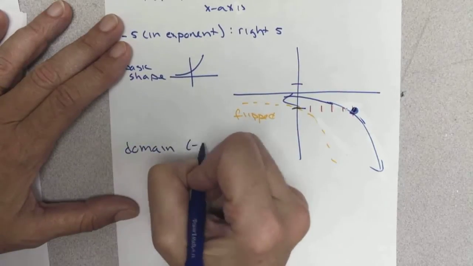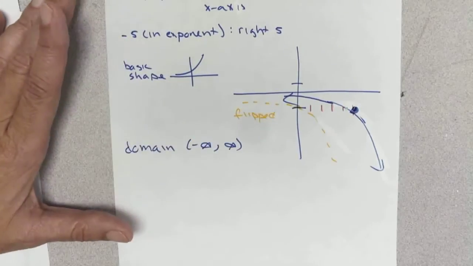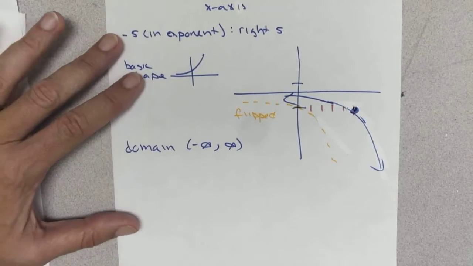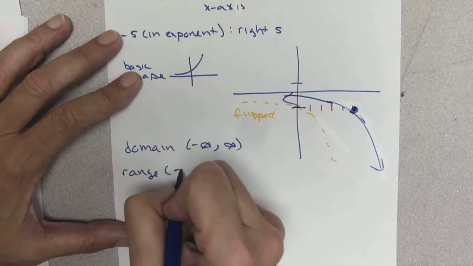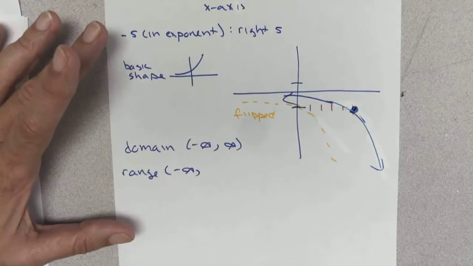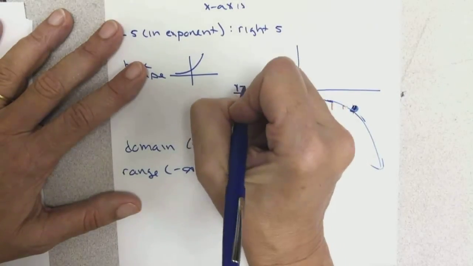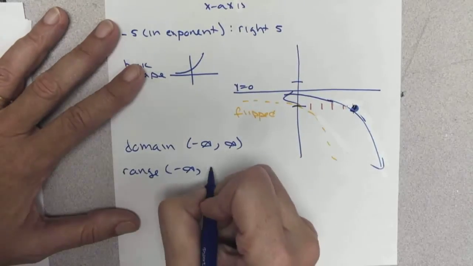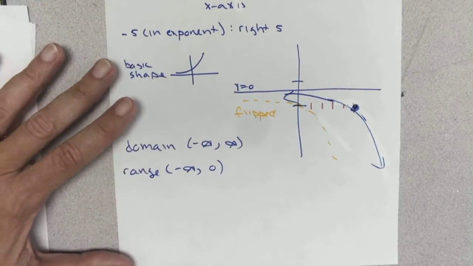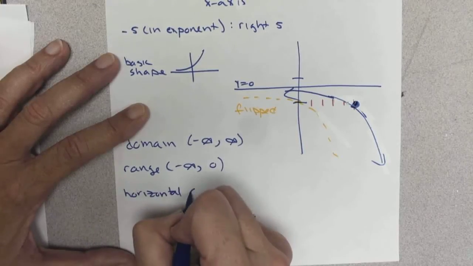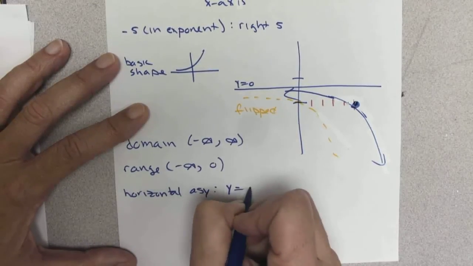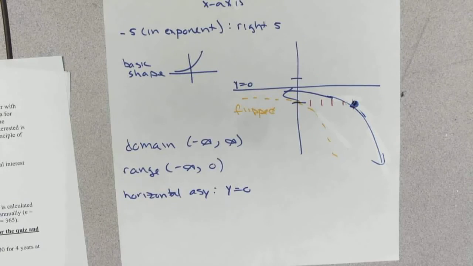Domain: always -infinity to infinity. Range, low to high. Well, low, it's going down forever, and then it's going up to almost y equals 0. So -infinity to 0. And horizontal asymptote: y equals 0.